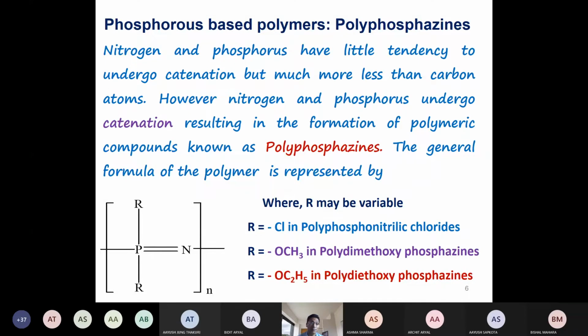The general formula of the polymer is represented by this one: (R2P=N)n, where n is a variable. In this case, the value R is a variable. If the R value is Cl, then the polyphosphazine name is polyphosphonitrile chloride. If the R value is methoxy, then its name is polymethoxyphosphazine. If the R value is ethoxy, then the name is polyethoxyphosphazine. In this way, on the basis of R, different names are given to the polyphosphazine.